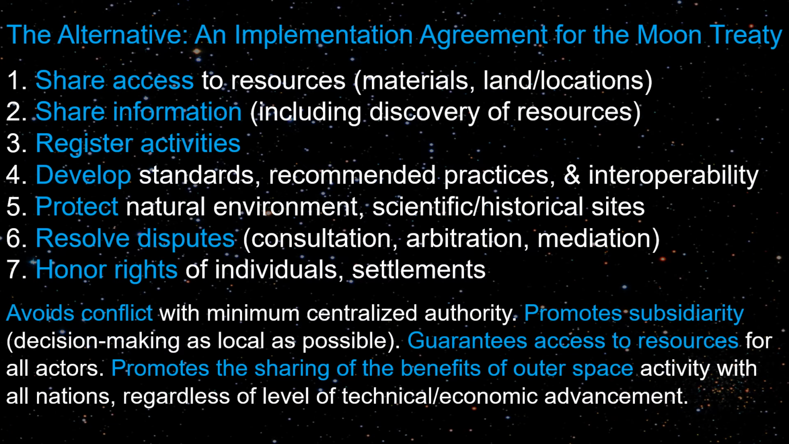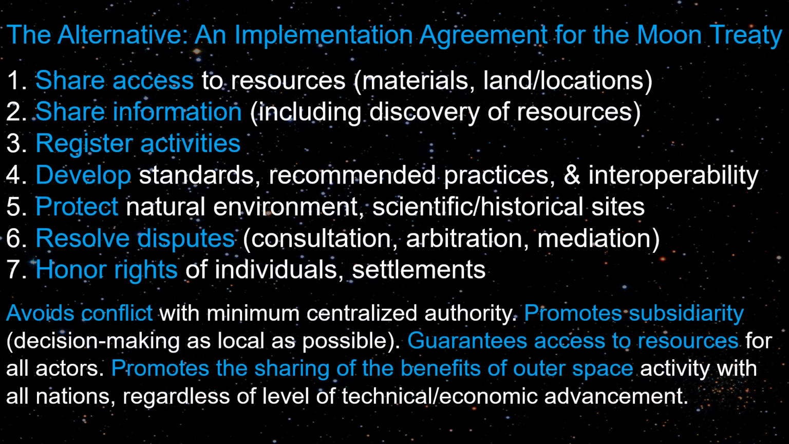The Space Treaty Institute has drafted a model implementation agreement for the Moon Treaty. It includes 7 basic principles and processes. 1. Share access to resources, including materials and land and locations. 2. Share information, including discovery of resources. 3. Register activities. 4. Develop standards, recommended practices, and interoperability.